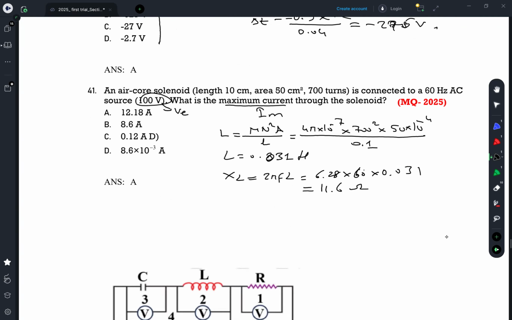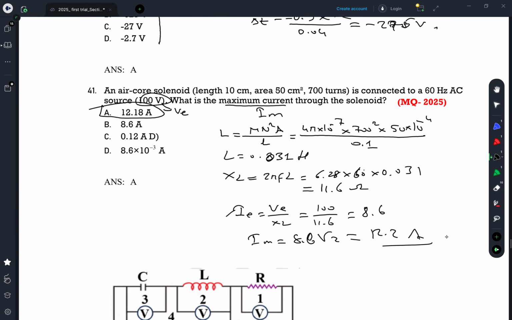Now this is XL. I will now calculate the effective current: effective potential difference divided by XL, 100 divided by 11.6, is 8.6. Then this must be multiplied by root of 2 to get the maximum current: 8.6 times root of 2. The answer is 12.2 amperes. So it is the correct choice.